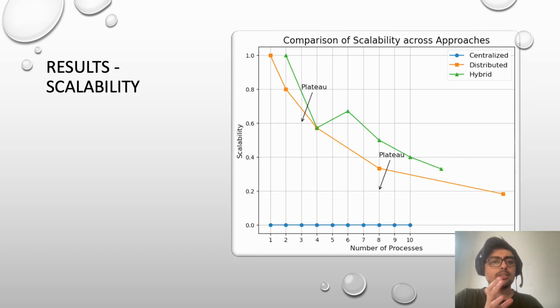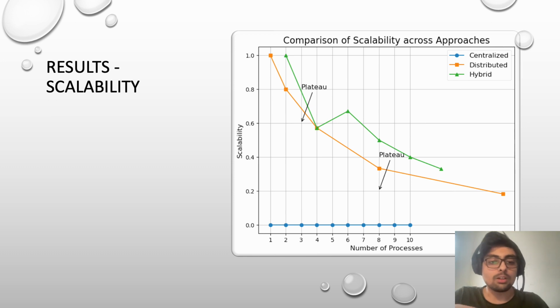Okay, now let's take a look at the scalability. It should be pretty obvious that centralized systems are not that scalable because they rely on a single point of control, which can become a bottleneck as the number of nodes in the system increases. But the main thing here is to compare the current distributed versus the hybrid approach.